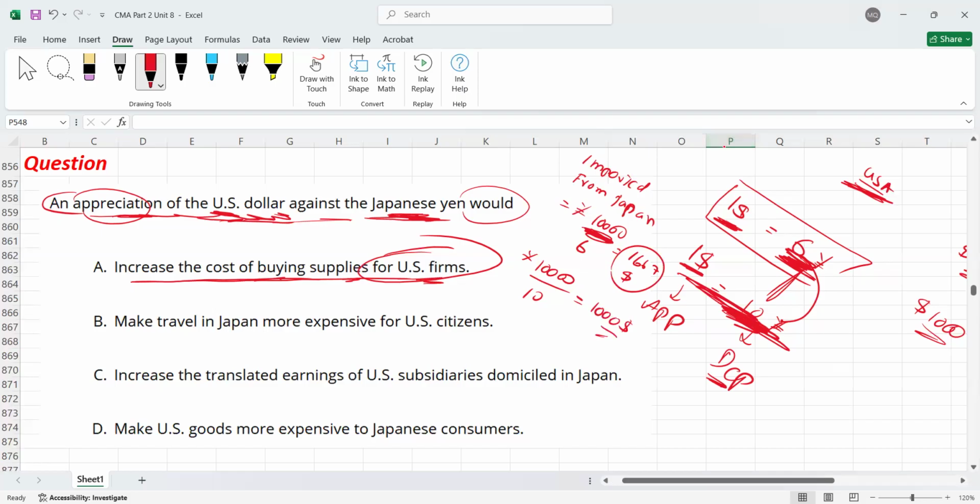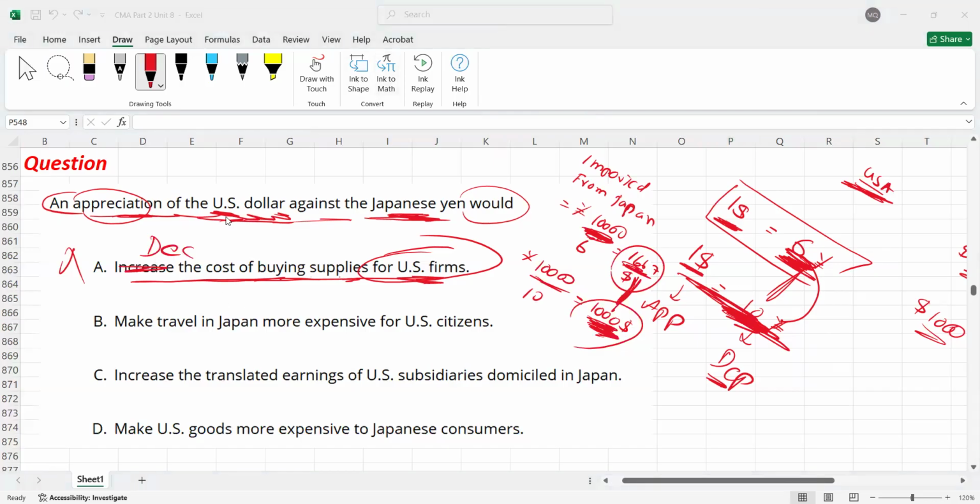So tell me, for you, did goods become expensive or cheaper if you're living in USA? As per the previous rate, you need to spend $1,667 to buy 10,000 yen. But now you have to give only $1,000 to buy 10,000 yen. So did it become expensive or cheaper? Cheaper for you. So this is incorrect. Increase the cost of buying supplies for a US firm? No, it will not increase. It will decrease actually. Yes, so this is incorrect.